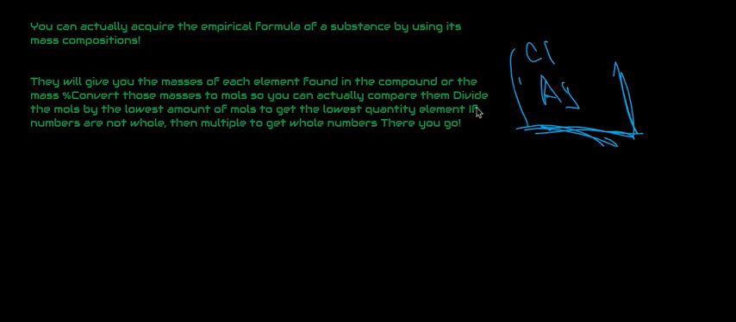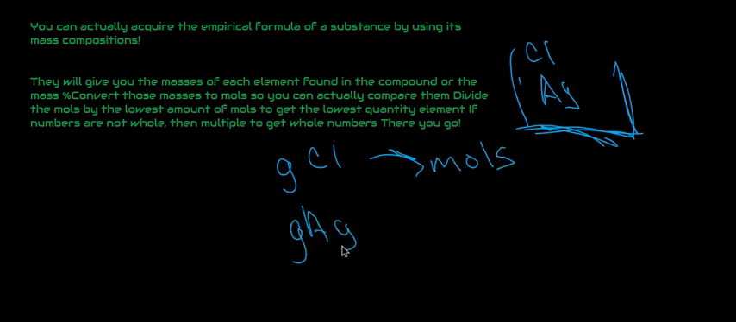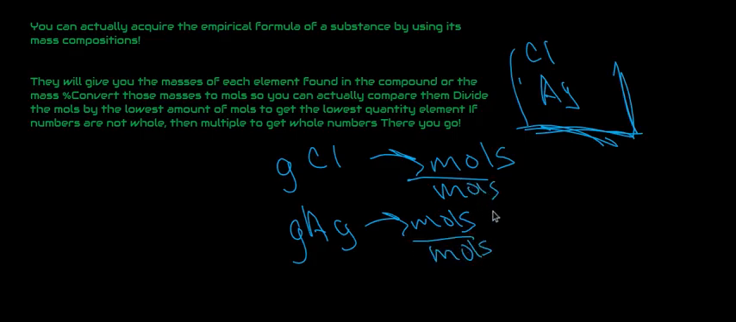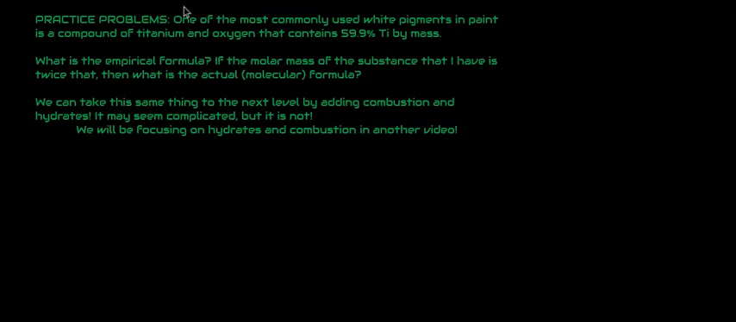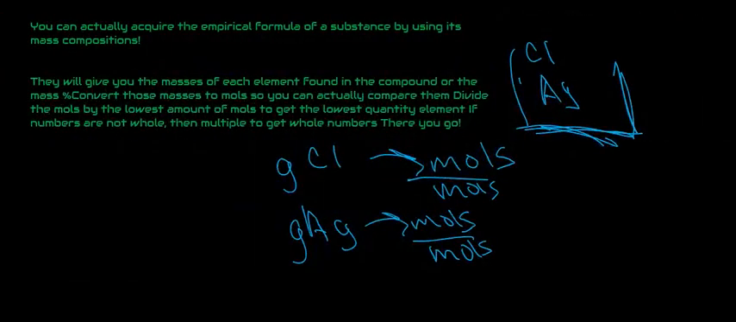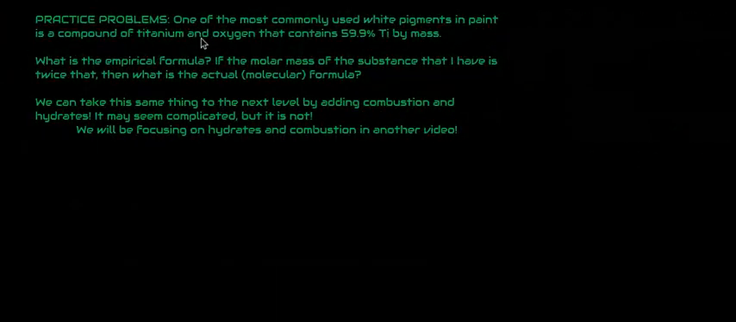You would take the amount of grams of Cl, convert it into moles, do the same for the grams of Ag, convert it into moles, and then you're going to get a certain amount of moles. You divide by the lowest amount of moles to get the ratios between the two. I'm going to show you what this means because I know this doesn't really make much sense without a practice problem. So here.